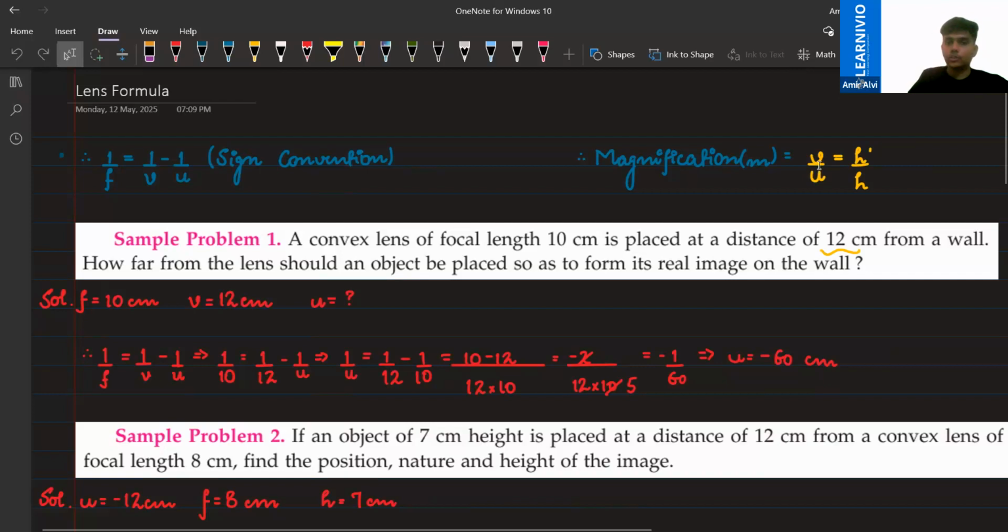You have to use the sign convention. Here, as everything is written, you have to use the sign convention of it. Okay. And the formula would be the same for the H dash and H. Clear all of you? Okay.